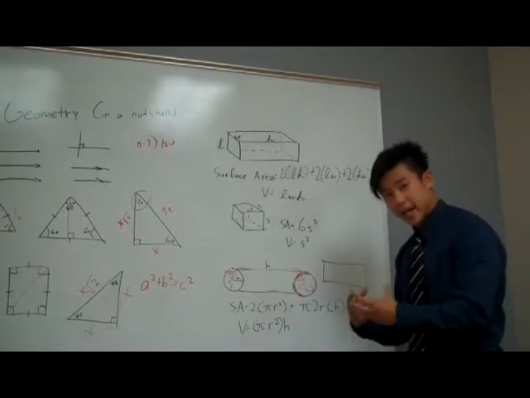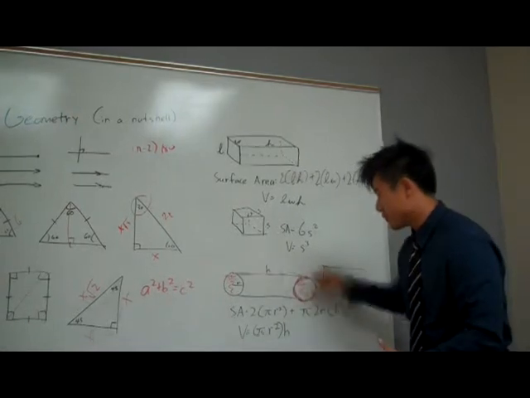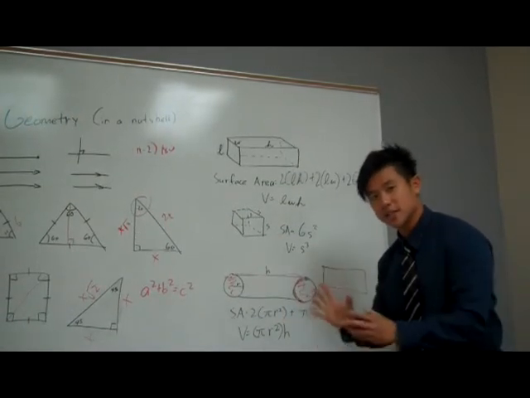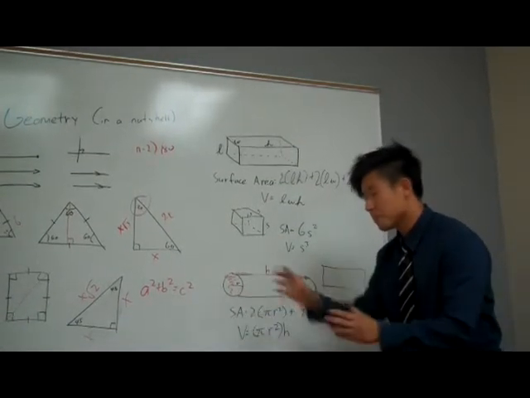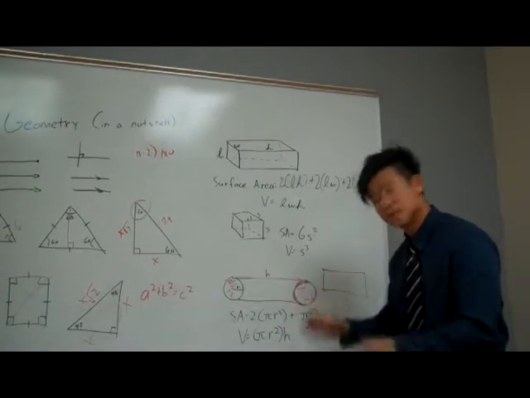Surface area, again, is the area of the entire thing. So we have this, and we have what's around it. First, let's take care of what's easy. Here, pi r squared will give you that face. Easy. Multiply by 2, you got this and this. Easy again.